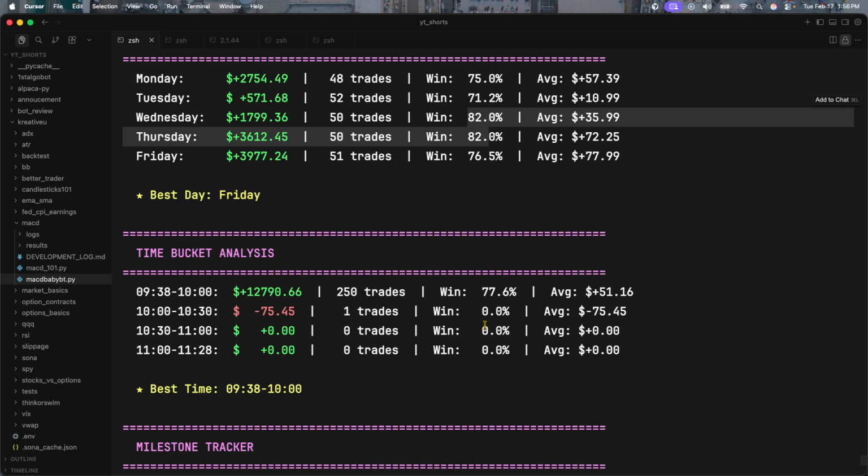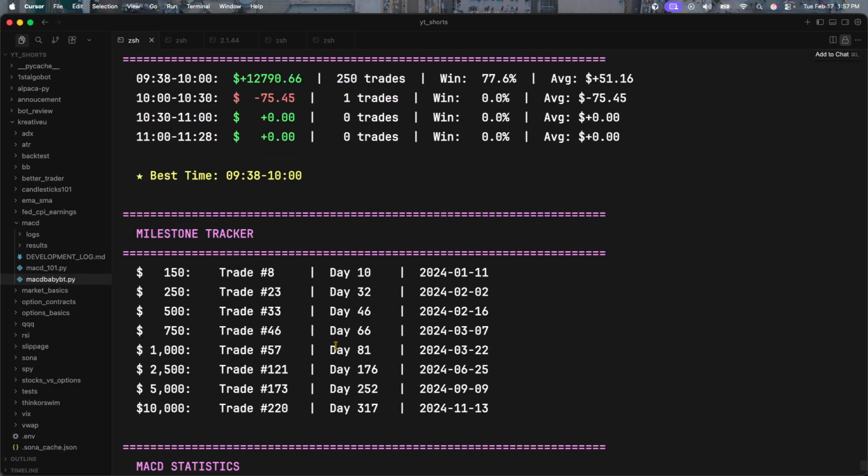Time bucket analysis shows that all of our trades happened from 9:38 to 10 a.m., right? 76%. We had no trades outside that. We might as well just trade from 9:38 a.m. to 10 a.m. So we found a sweet spot for this particular strategy.